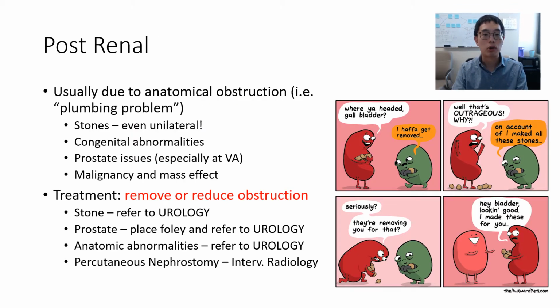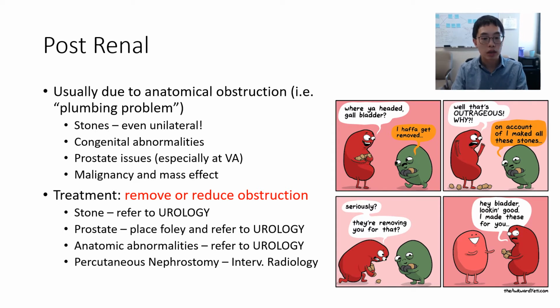Now let's talk about post-renal etiologies, and usually these are due to some sort of anatomical obstruction. It's a plumbing problem, okay? So stones, even unilateral stones, can result in acute kidney injury. Remember, each kidney takes 50% of the GFR. So if you block one kidney, you're essentially dropping that GFR by 50%.